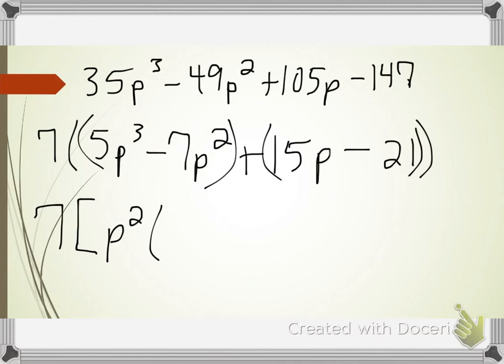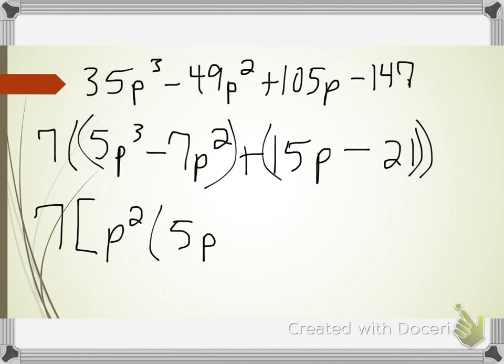Okay. P squared times what would give me 5p cubed? 5p. Very good. Everyone okay with that? Why isn't the 7 in there? The 7 I factored out of my whole polynomial. Now I'm factoring by grouping inside the set of parentheses, so my 7 is outside still. Brackets are just another grouping symbol, like parentheses, but I use them so I'm not using 3 parentheses right after the other. Does that make sense?